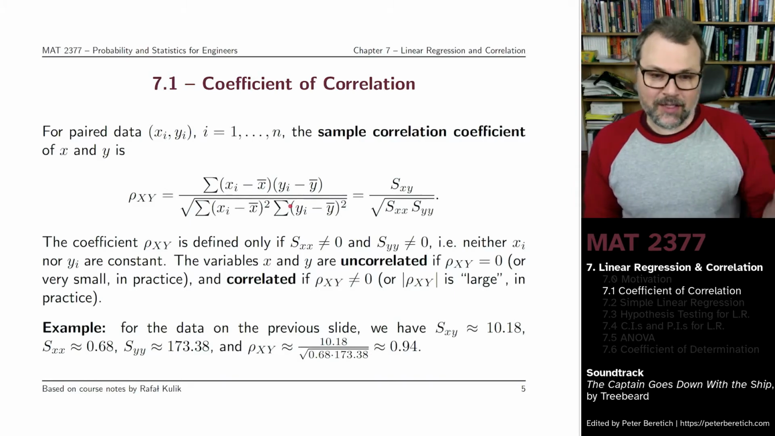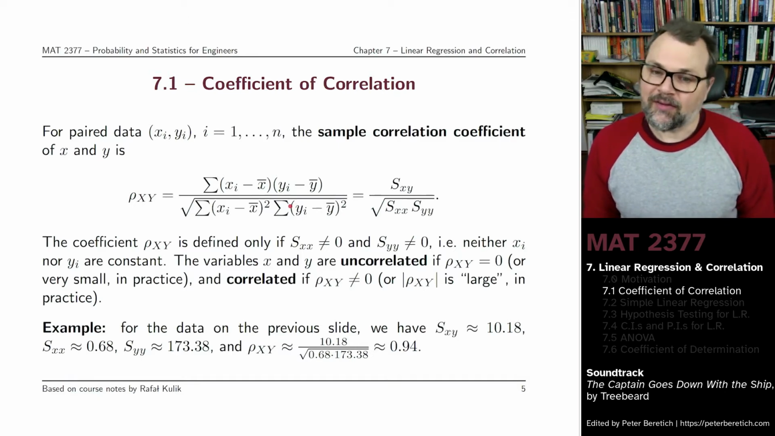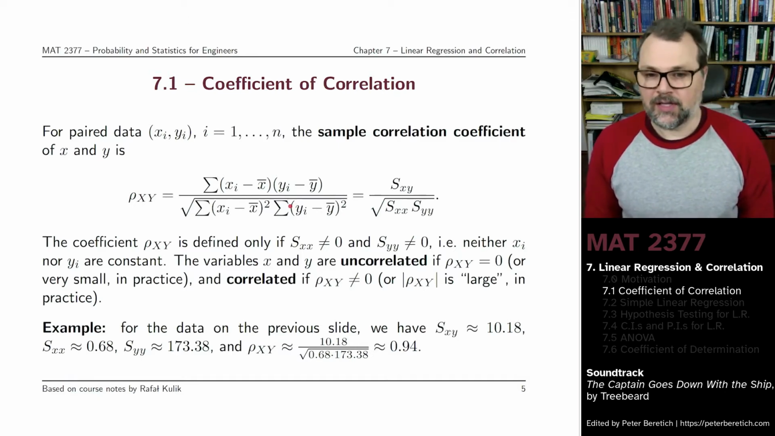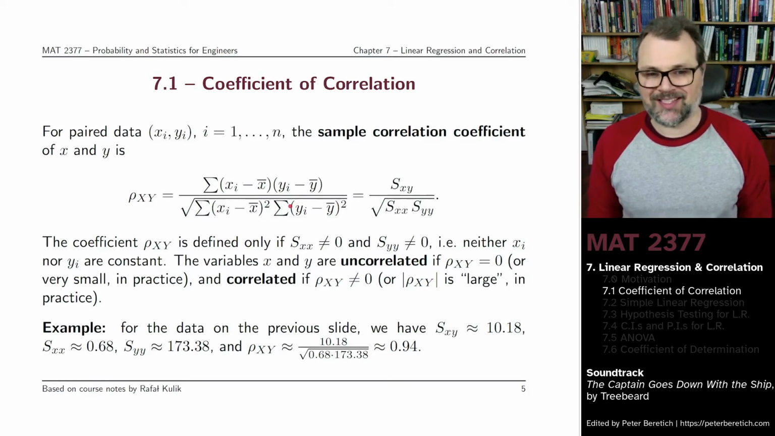For the data that we've been given in the previous section, the quantities that we have, Sxy takes on the value 10.18, Sxx takes on the value 0.68, Syy takes on the value 173.38, and so the coefficient is 0.94.